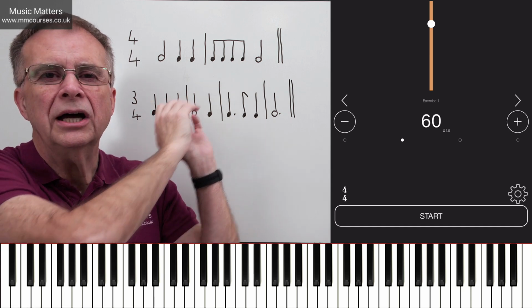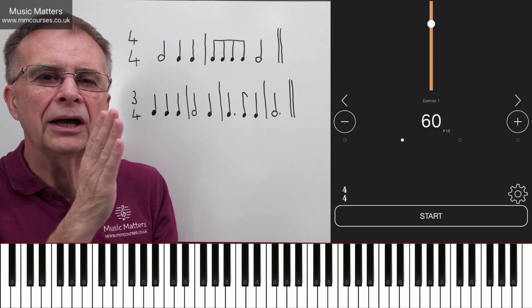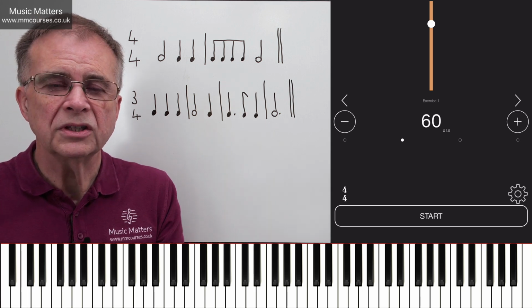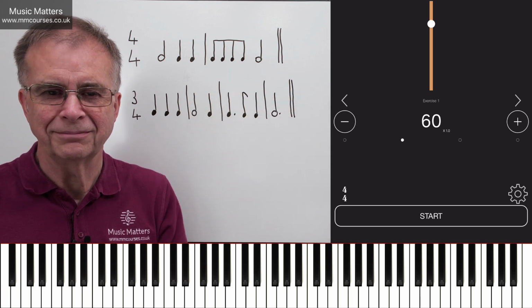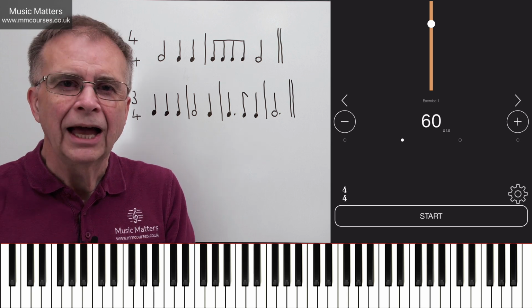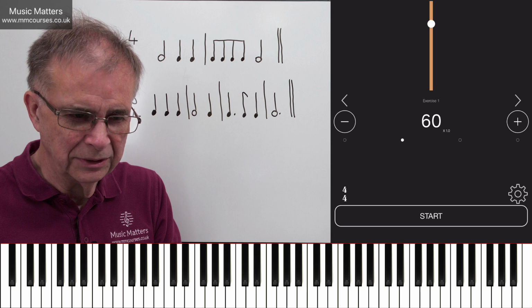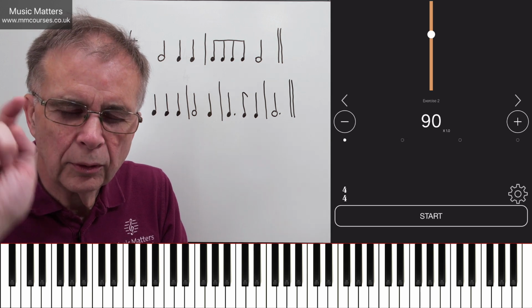I'm not starting by talking about the rhythm. I'm starting by talking about a steady pulse and talking about the tempo, the speed of the music, and then I'm pinning the rhythm to it. That's the critical thing. Okay, let's stick with this first 4/4 exercise for a moment longer. This time, I'm going to take the tempo up.